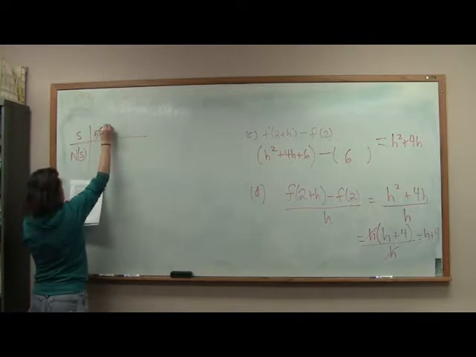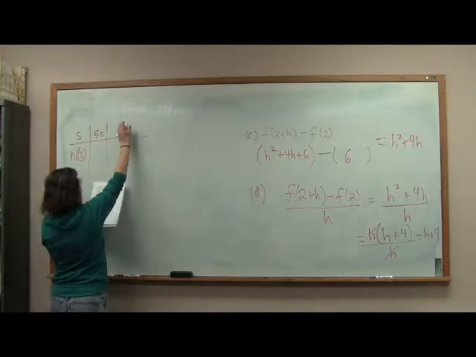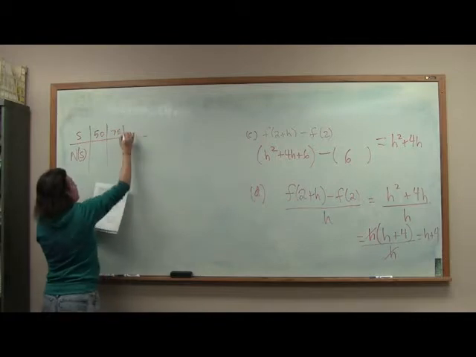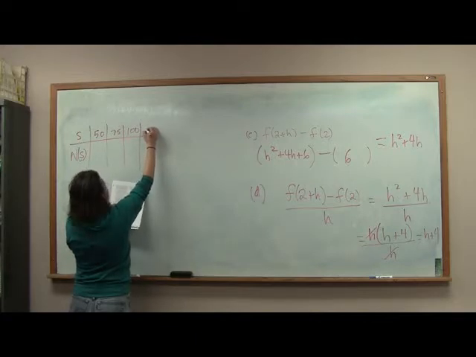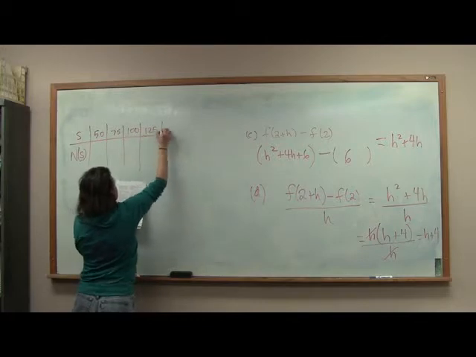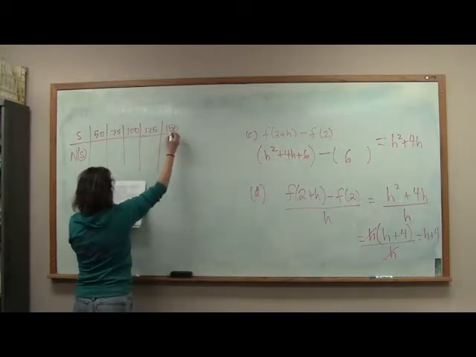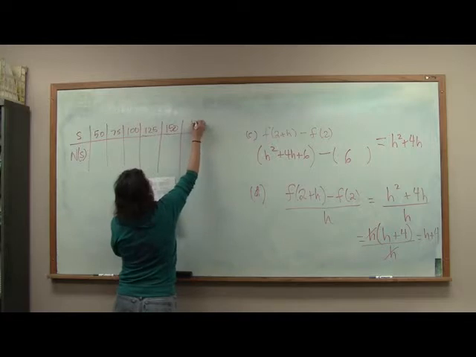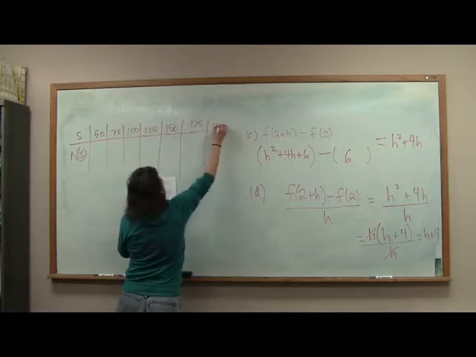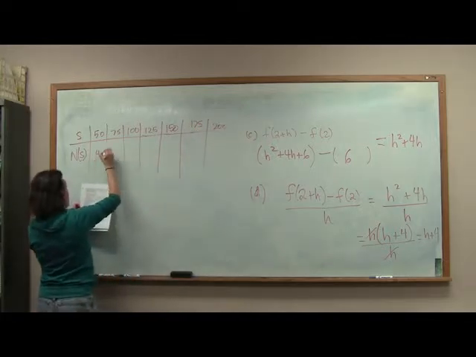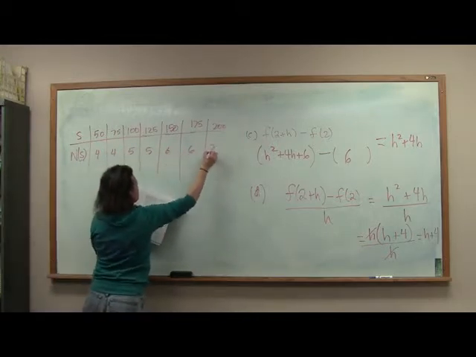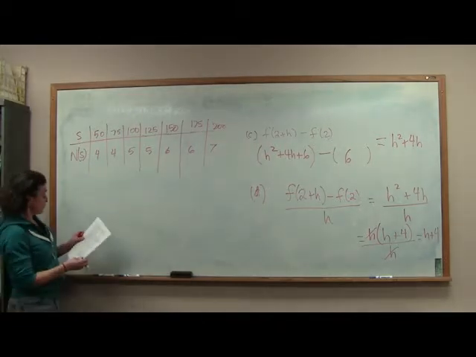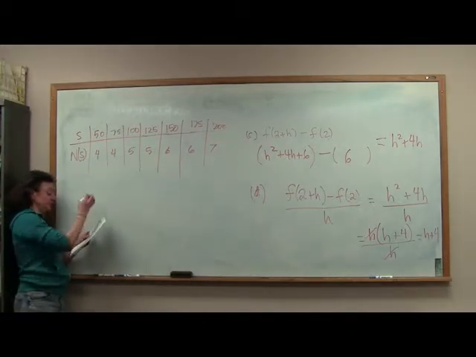Let's do this. 50, 75, 100, 125, 150, 175, and 200. And this is 4, 4, 5, 5, 6, 6, 7. Not a very thrilling function, but let me tell you what this means.